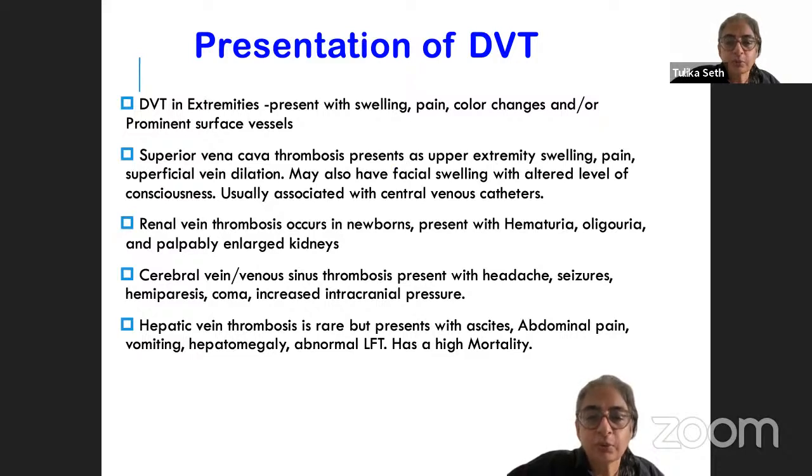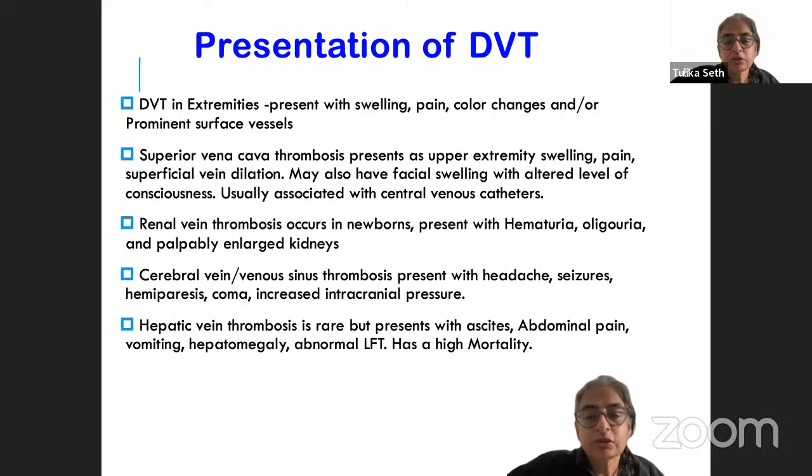So how does deep vein thrombosis present in children or adults? These usually are easier to diagnose than a pulmonary embolism, and usually there'll be swelling and pain and color changes in the limb. But if you have, for example, a superior vena cava thrombosis, this will present with swelling in the upper limb and pain and sometimes superficial venous dilatation. There may be facial swelling, and sometimes they're related to a central line, so you can suspect them.